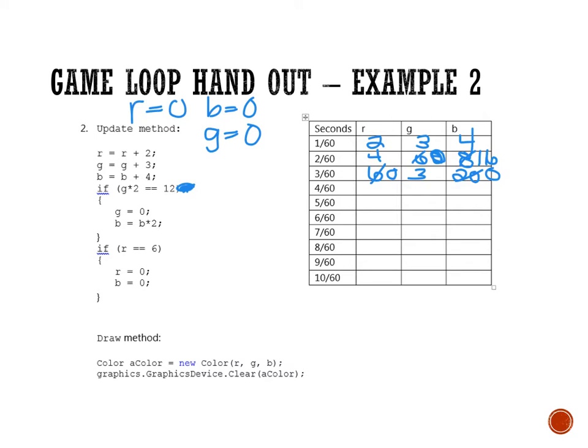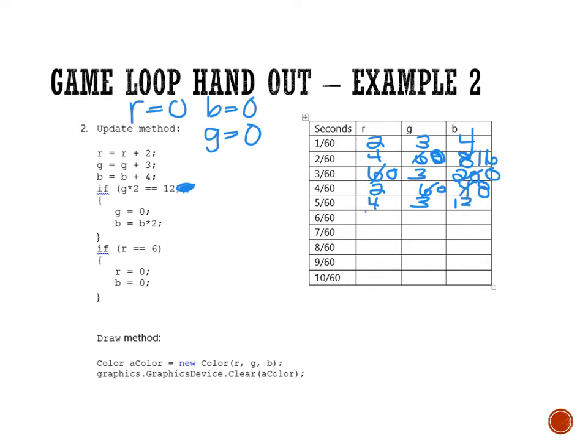Then from here I go through again. Okay, R is 2, G is 6, B is 4. Well, I can see here that that first conditional is true, so that G gets rewritten to be 0, and B gets rewritten to be B times 2, which is 8. Then from here, okay, R is not equal to 6, so now I'm on to the fifth 60th of a second. Okay, 4, 3, we have 12. First conditional is not true, second conditional not true, done with the 5/60ths of a second.